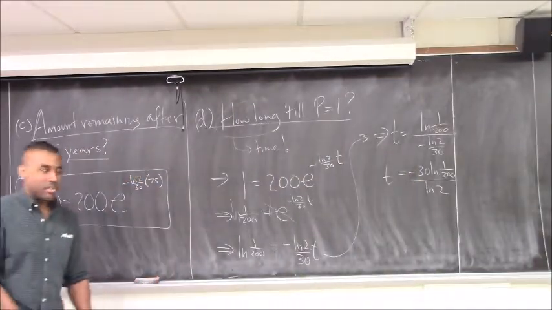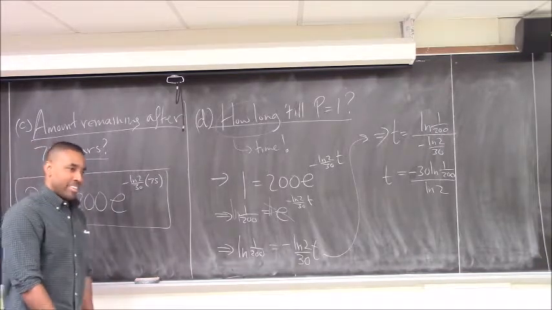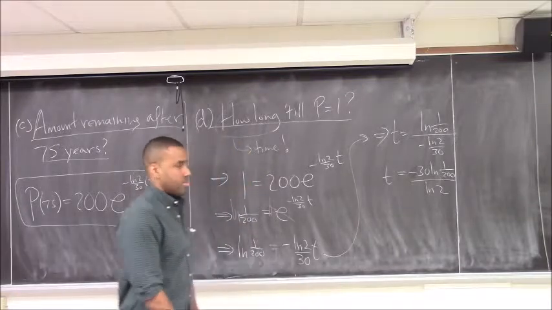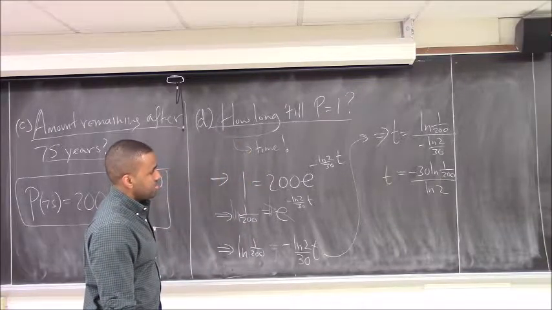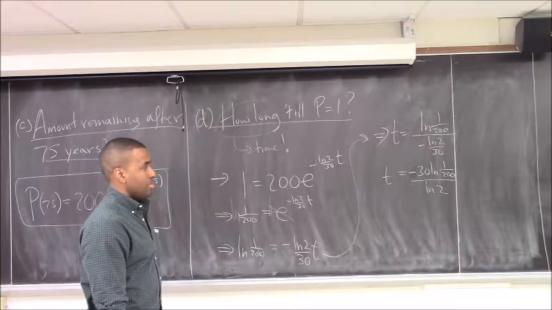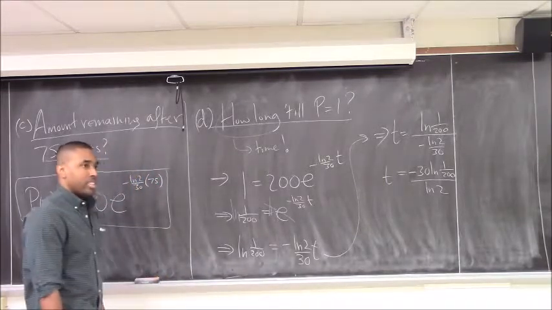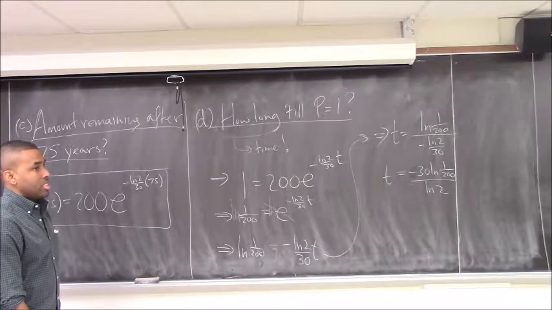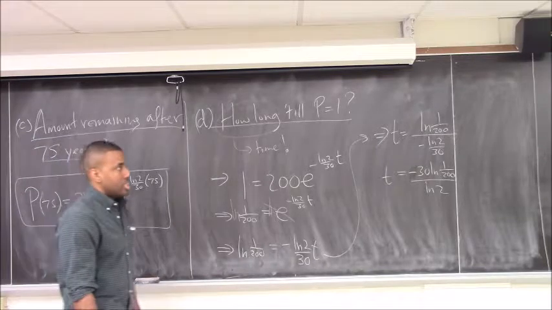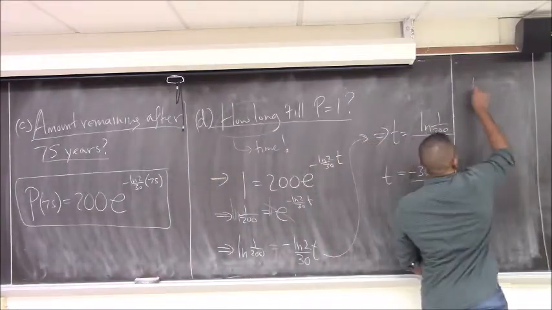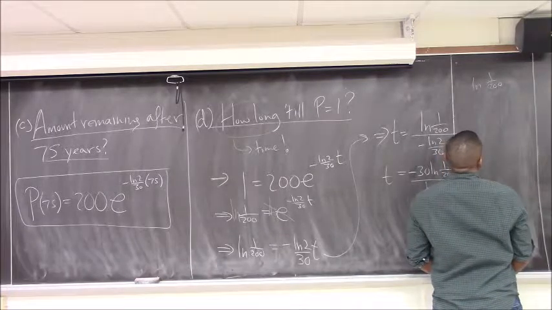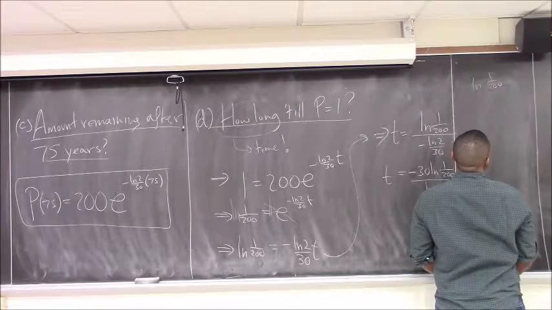Why does it make sense to keep that negative? Why are you not bothered by it? You have an idea? If you take the ln of that fraction, you would get a negative number. The ln of 1 over 200, how would you look at that? If you actually plug that into the calculator, would you get a negative number? You would get a negative number.